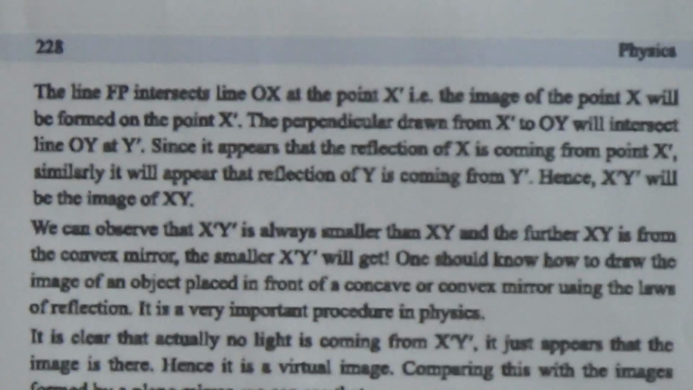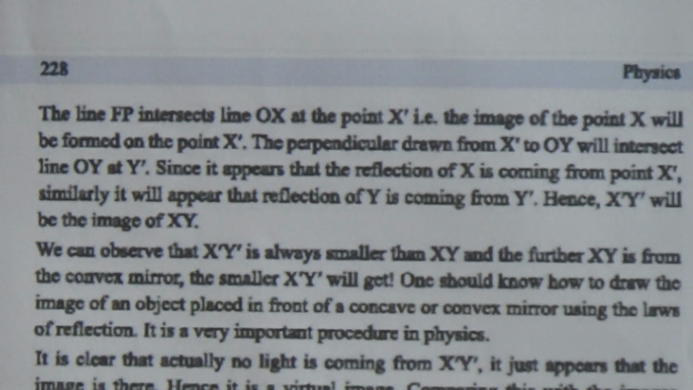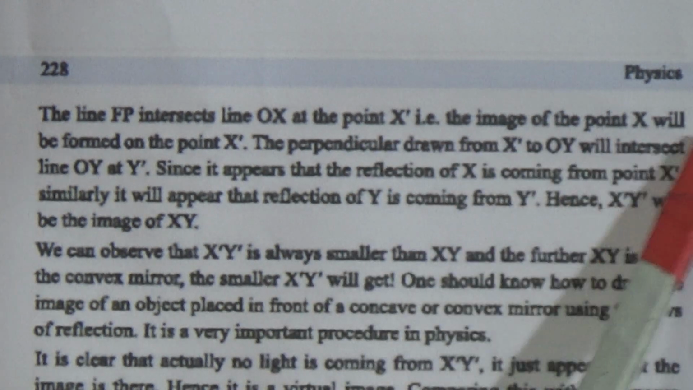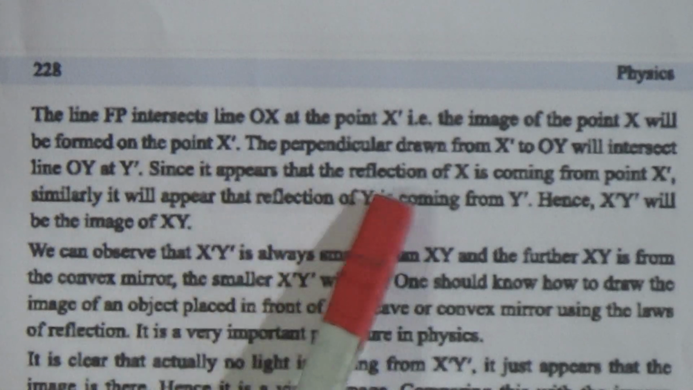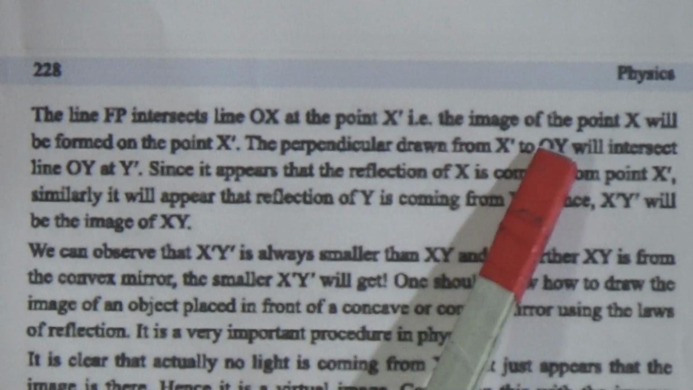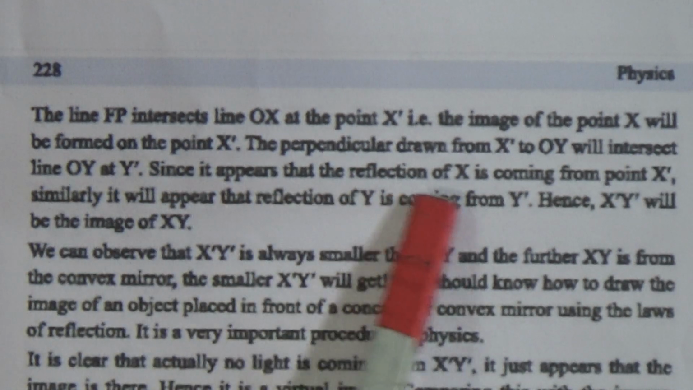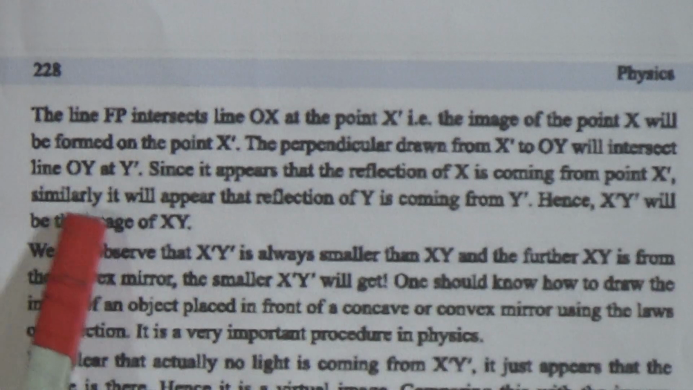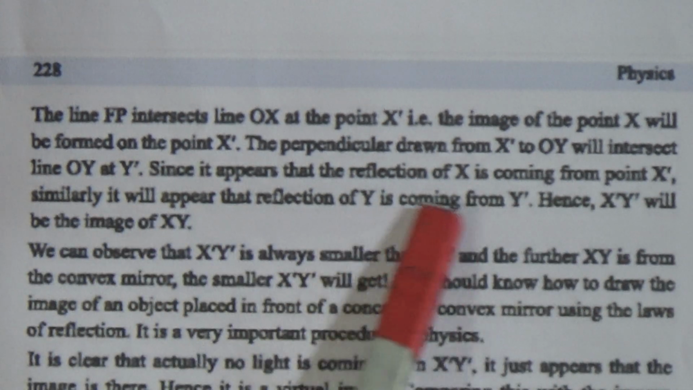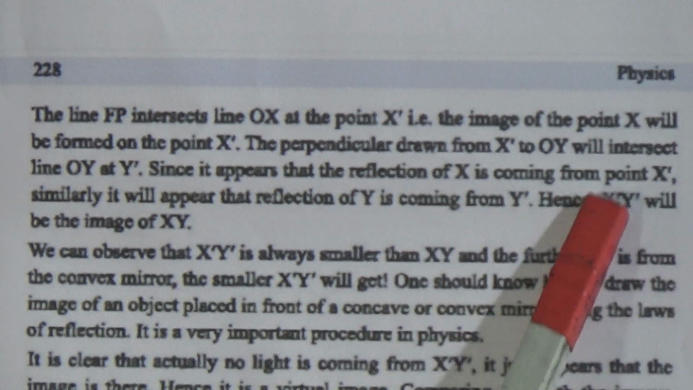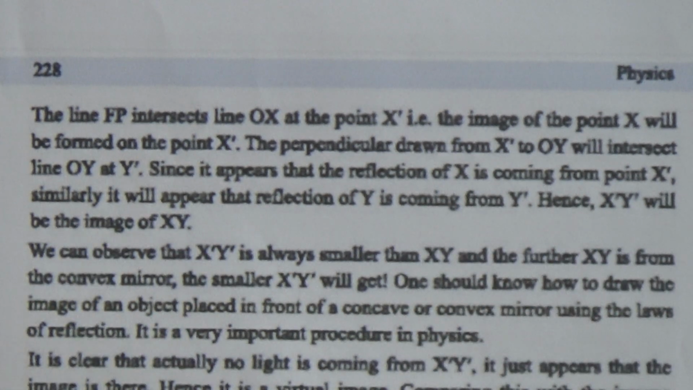Now, the line FP intersects the line OX at the point X dash, and that is where the image of the point X will be formed. The perpendicular drawn from X dash to Y will intersect line OY at Y dash, and since it appears that the reflection of X is coming from point X dash, similarly it will appear the reflection of Y is coming from Y dash, and hence X dash Y dash will be the image of XY.